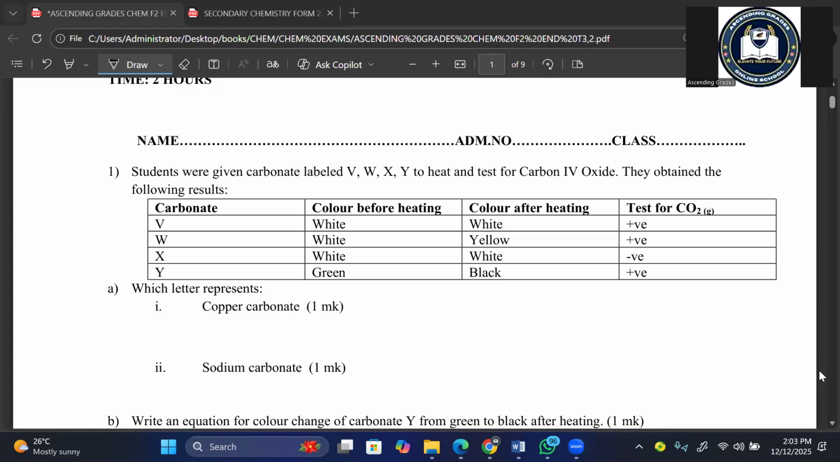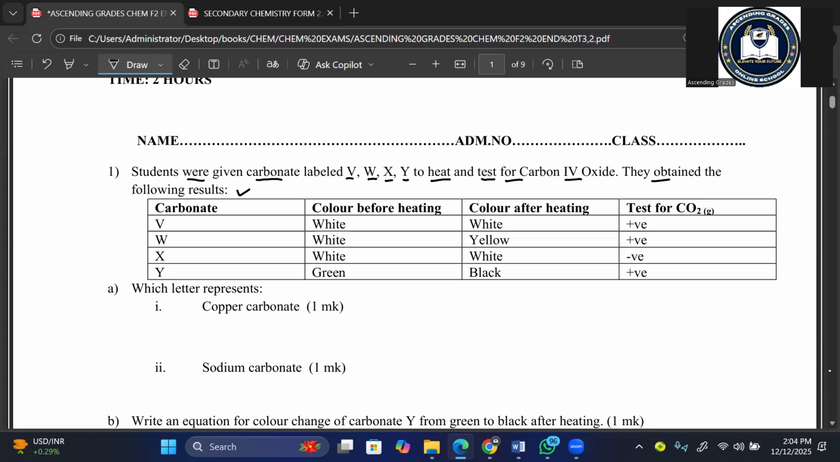So we are given a table. The question reads, students were given carbonates labeled V, W, X, Y. Then they were to heat and test for carbon (IV) oxide. And they obtained the following results.